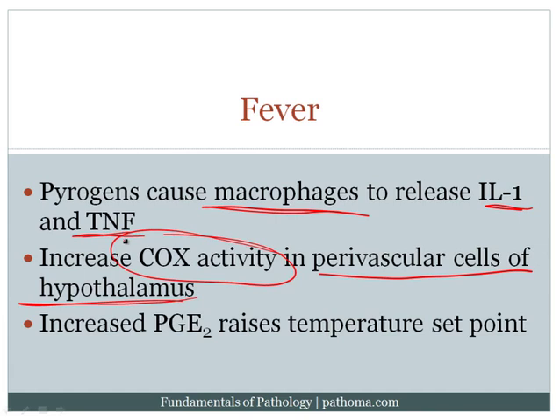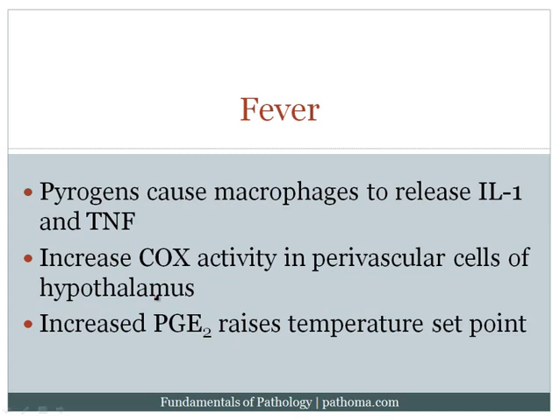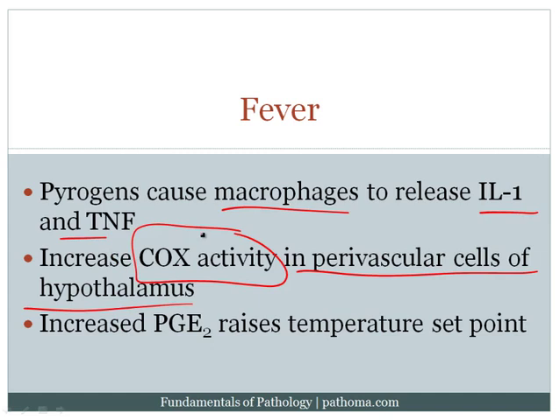The COX, or cyclooxygenase activity, increases prostaglandin E2, which then, remember, leads to fever, as I've said many times before. Prostaglandin E2 raises the temperature set point in the hypothalamus. So let's review that one more time because it's super high yield. Macrophages produce IL-1 and TNF. The IL-1 and TNF gets into the perivascular cells of the hypothalamus. It increases COX activity, and the increased COX activity is going to result in the production of prostaglandin E2. Prostaglandin E2 will then raise the temperature set point, creating fever.